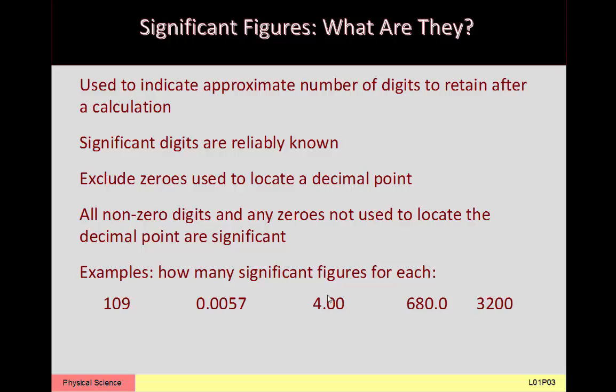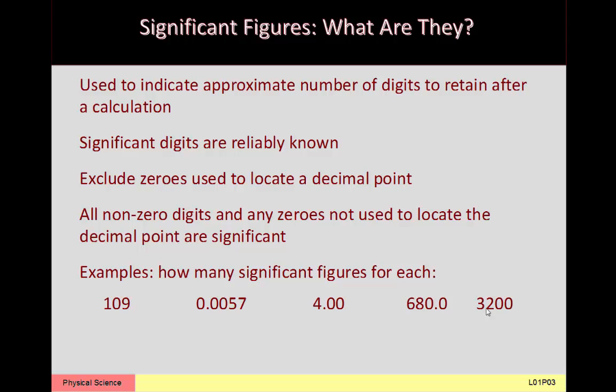So this one has 3 significant figures. Next we turn to this number, 680.0. Well, this 0 is to the right of the decimal place, and there's non-zero things to the left of it, so it's significant. This 0 falls between 2 other significant figures, so that makes it significant as well. So this has 4 significant figures.